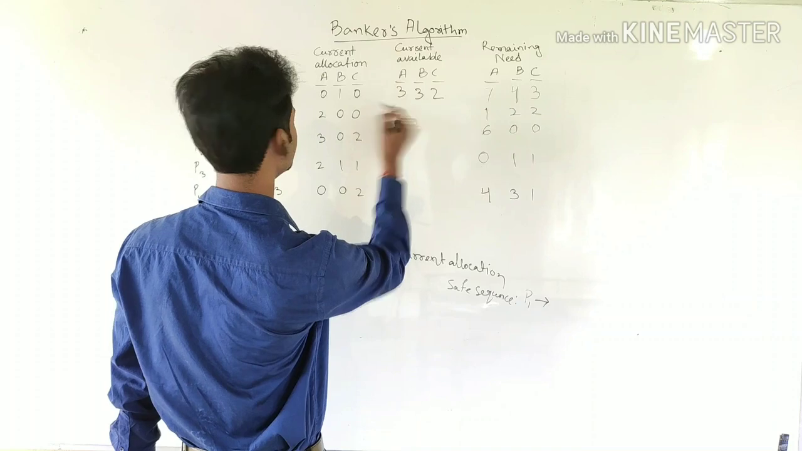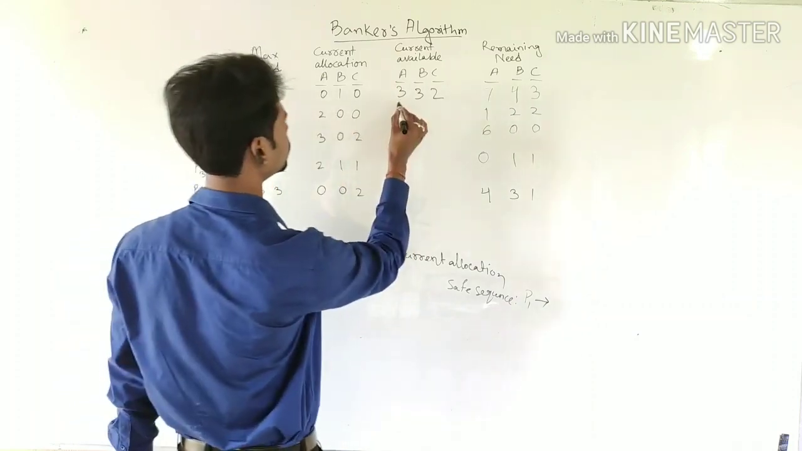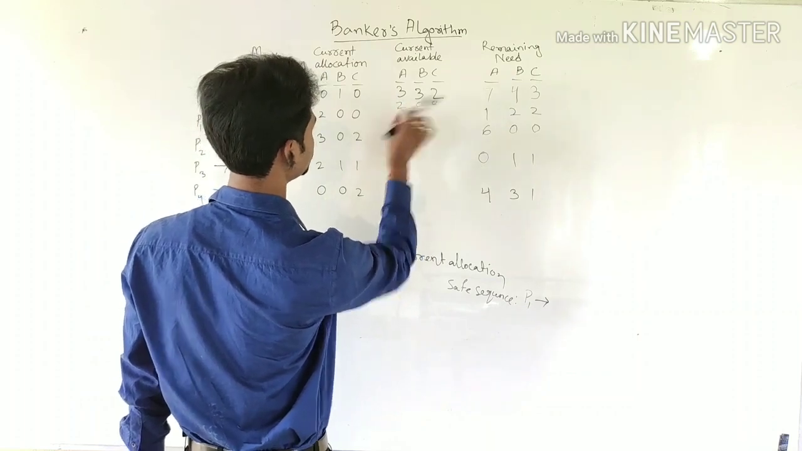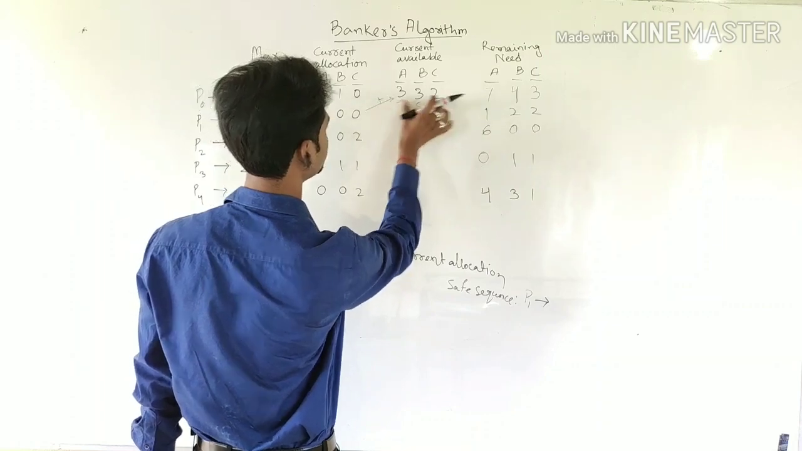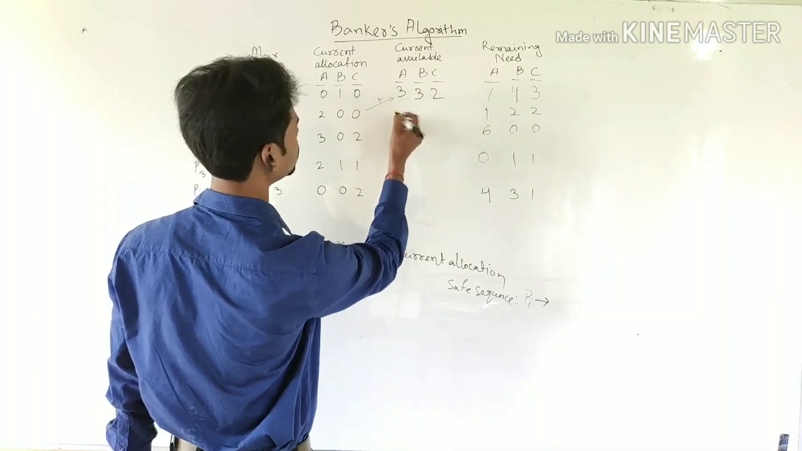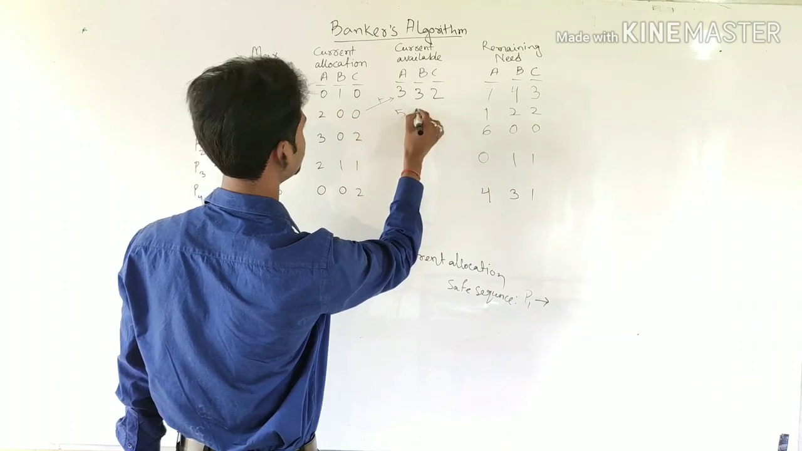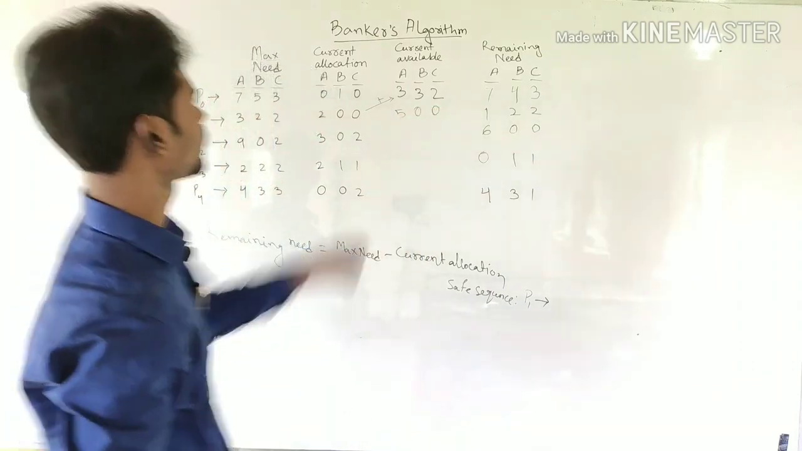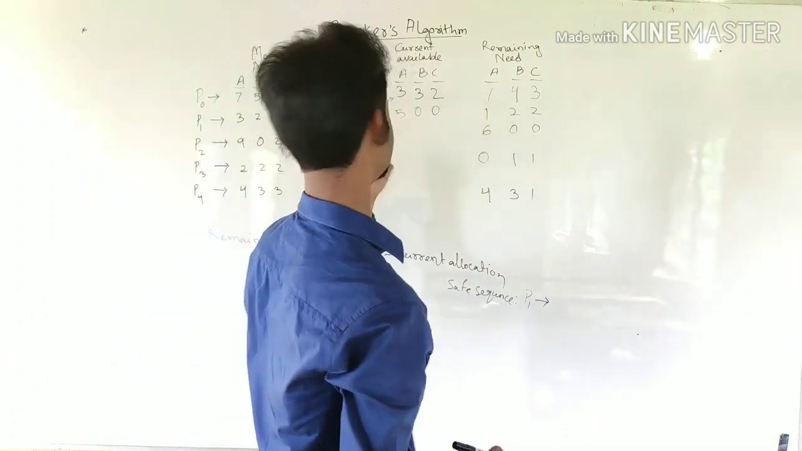the available resource will be this much plus this. So, 2 0 0 will be added with this. So, now the current available is how much? 3 plus 2, that is 5 3 2. Now check, by taking this current availability, which process can be executed.